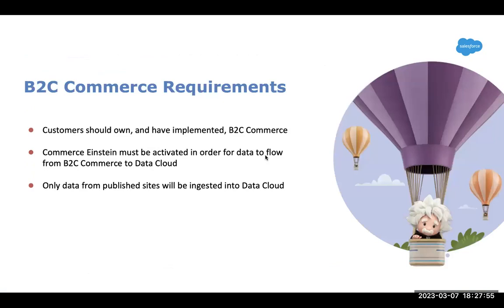So in a nutshell, there are different commerce requirements. The customer should own and have implemented B2C Commerce. Commerce Einstein must be activated in order for data to flow from B2C Commerce to Data Cloud. And only data from a published site will be ingested into Data Cloud. So there's a series of steps, right?